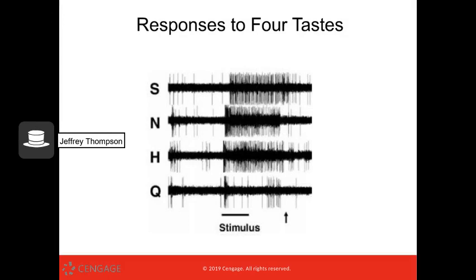Here you can see the responses in a rat brain to four different tastes. So you have on the top sucrose, which is sweet. Then you have the N for NaCl, table salt, which, as you might guess, is salty. Then you have hydrochloric acid, which is, from what I've been told, very sour. And then you have quinine, which is bitter. So you can see those different responses based on the type of sense.